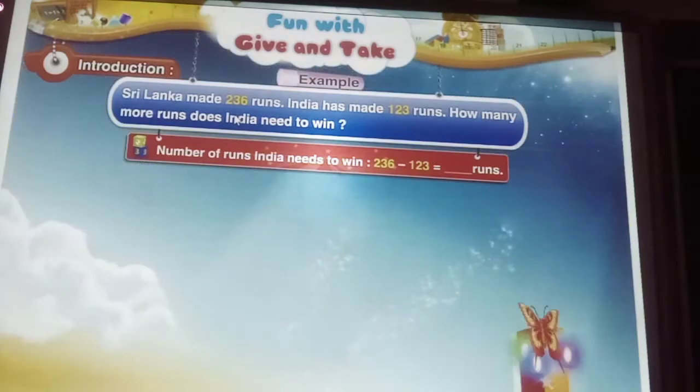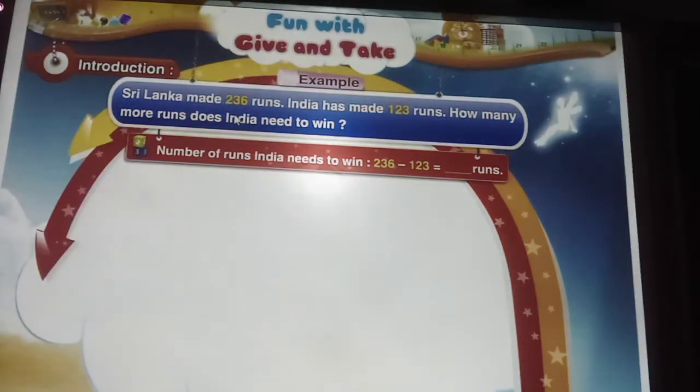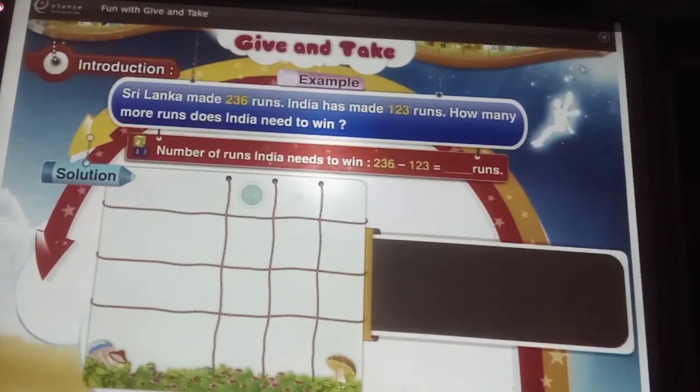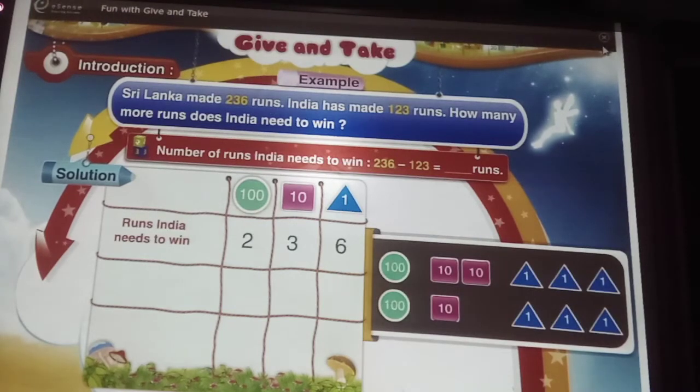Come on, let us do the subtraction. First, write both the numbers one below another. First, write the number 236.